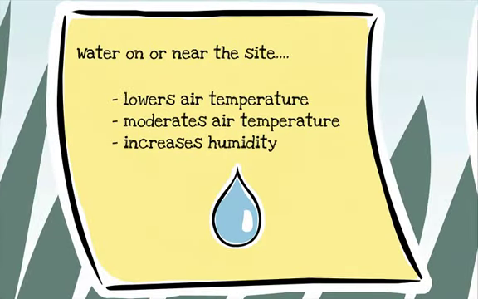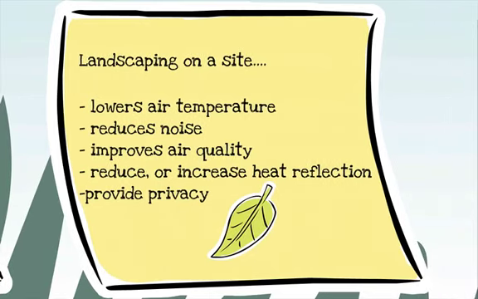Water on or near the site will lower the air temperature and actually moderate the air temperature if it's enough water. Large bodies of water will keep temperatures at a more constant level. There will be less fluctuation up and down. It also increases humidity, which can be good in certain situations. Landscaping on a site can also lower the air temperature, helps to reduce noise to some extent, improves air quality, reduces the amount of heat that's reflected at a building off the ground, and can also provide privacy if it's large trees or shrubs or that sort of thing.